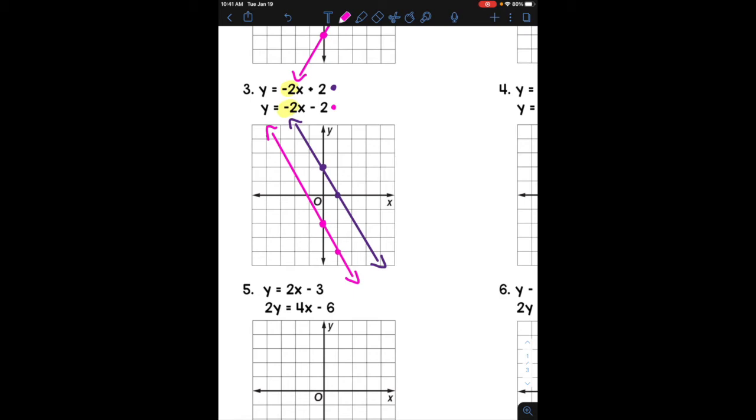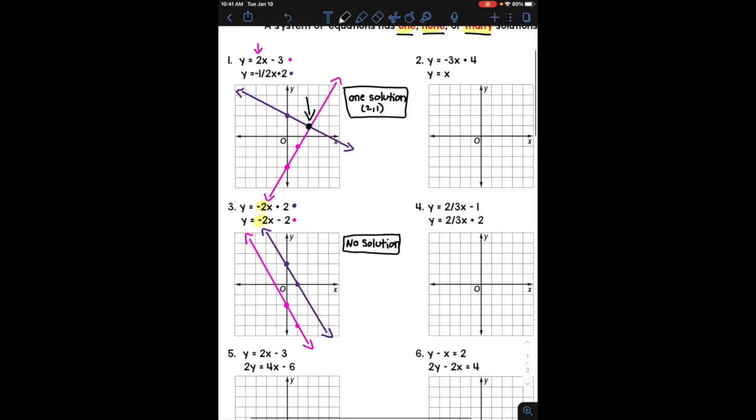Since they have no ordered pairs in common, there are no ordered pairs that would be a solution to both equations. This is an example where we will write no solutions. There is not one ordered pair that would be a solution to both of the equations, therefore there are no solutions to the system.